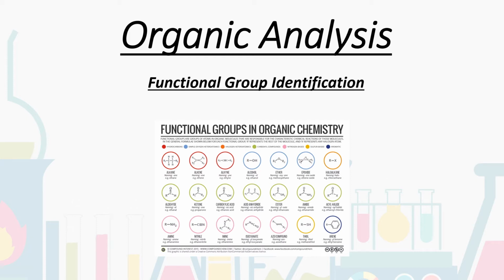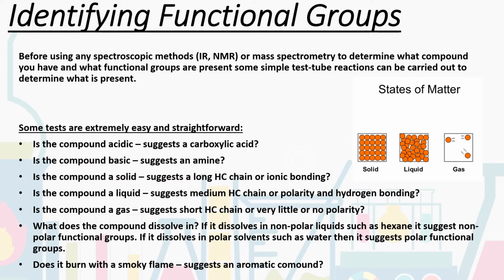Hi everyone, today a video on organic analysis, and specifically looking into functional group identification. Before we use any proper spectroscopic methods to help us determine what compound we might have made in the lab, or what compound we have in an unlabeled bottle, so before we use any IR or NMR spectroscopy, before we use mass spectrometry, these very detailed methods, to tell us what compound we have and what functional groups are present, we can do some simple test tube reactions that are much simpler and often much quicker. We can carry those out to determine what functional groups are present in our molecule.